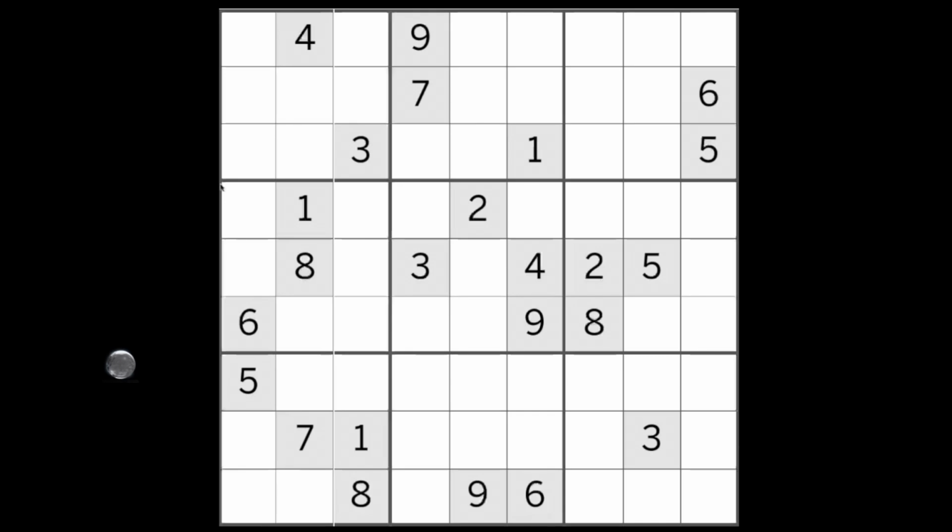Let's get right into it. We have 2 8s here, which means 8 will be in the top.